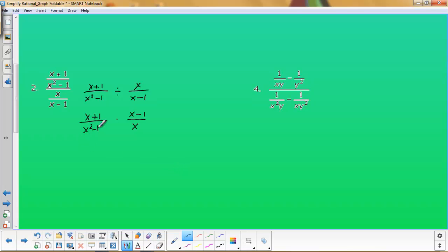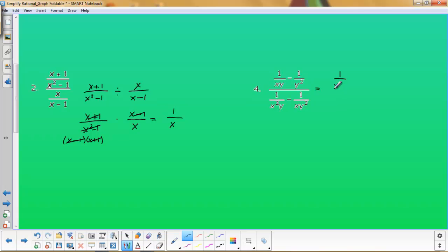I'm going to go ahead and factor this back out, or separate it back out, into x minus 1, x plus 1, and then I'm going to cancel the parts that are the same. Everything cancels but the x. Please remember the x is in the denominator, so that's where it stays. And my answer is 1 divided by x.